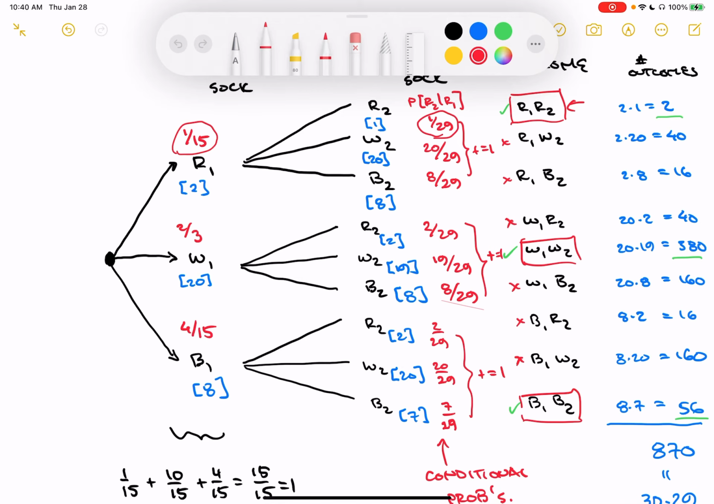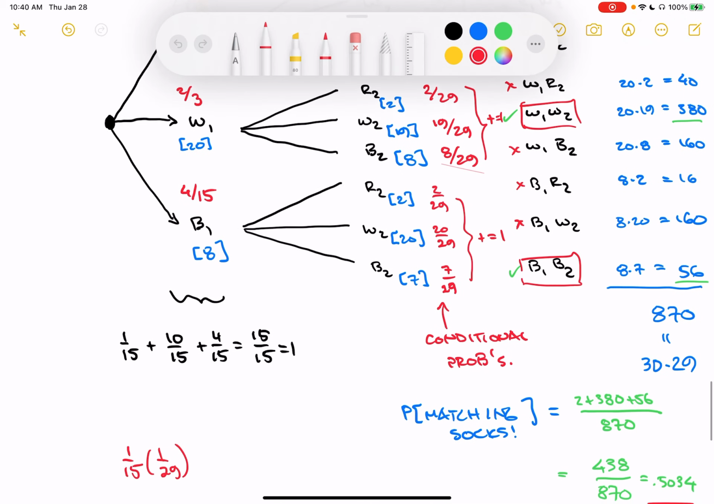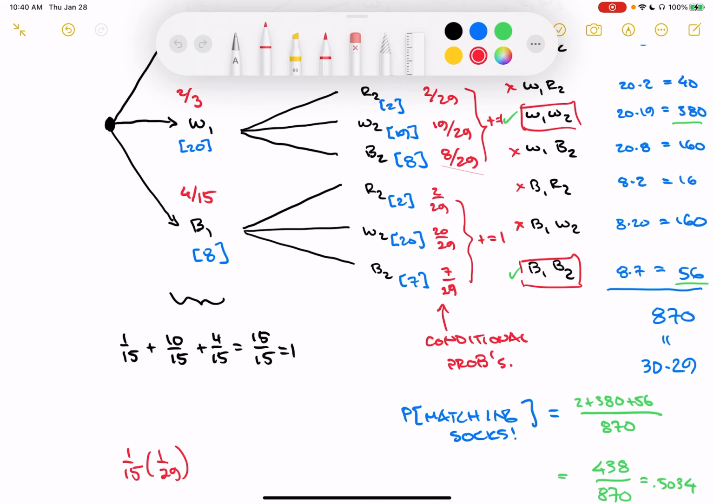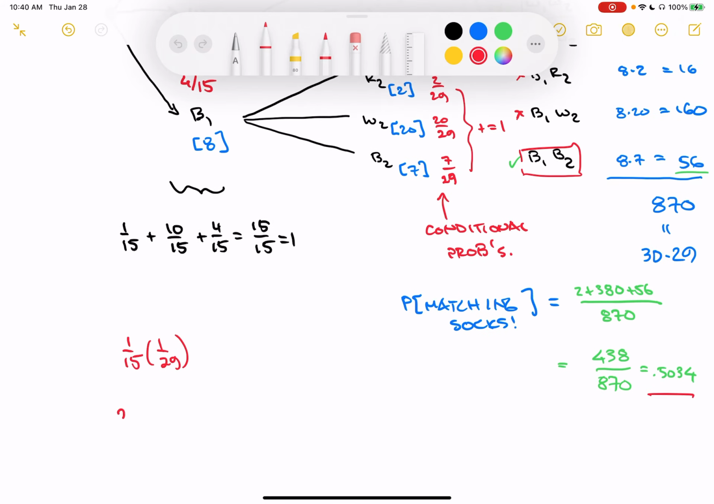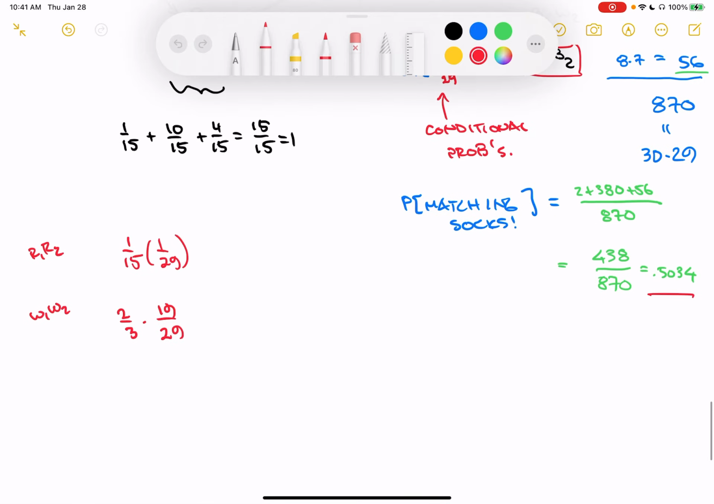The white 1, white 2 is going to be what? That's going to be a 2/3 times 19/29. So this first one was red 1, red 2. This next one's white 1, white 2. And then the last one in there, the blue and blue, is 4/15 and 7/29. So 4/15 times 7/29, something along those lines, and that's my blue 1, blue 2.